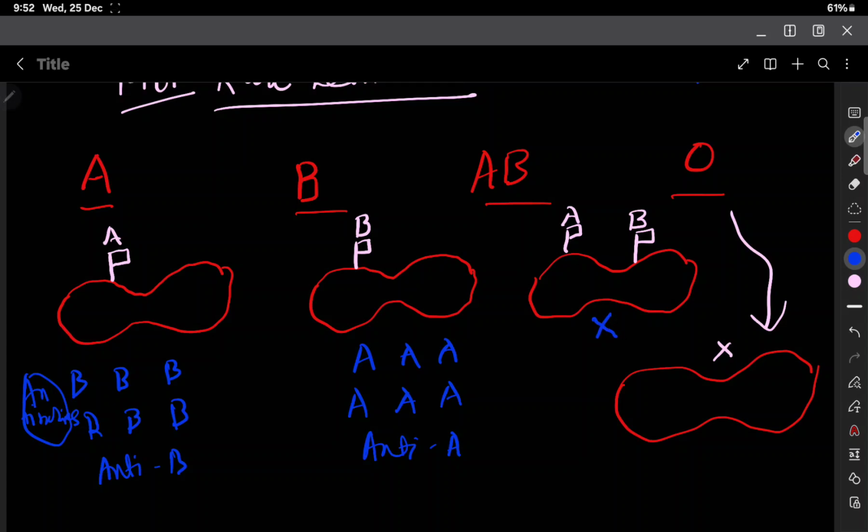You can understand it in this way also. While this one, O, contains the army both for A as well as for B. So blood group A contains antigen A and anti-B antibody, whereas blood group B contains antigen B and anti-A antibodies. AB contains antigen A and antigen B without any antibody. O contains no antigen, and antibodies A and B.